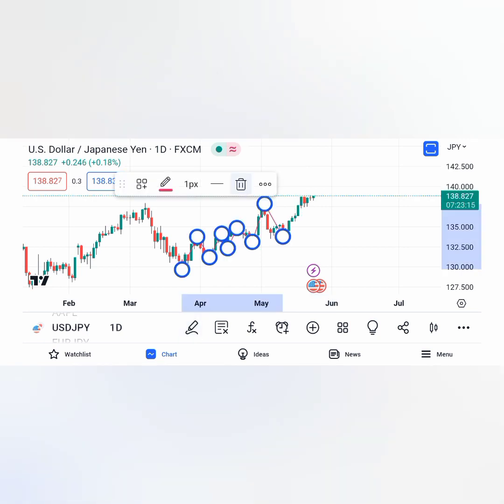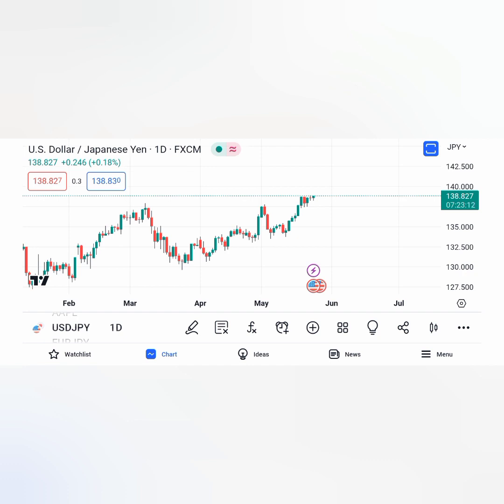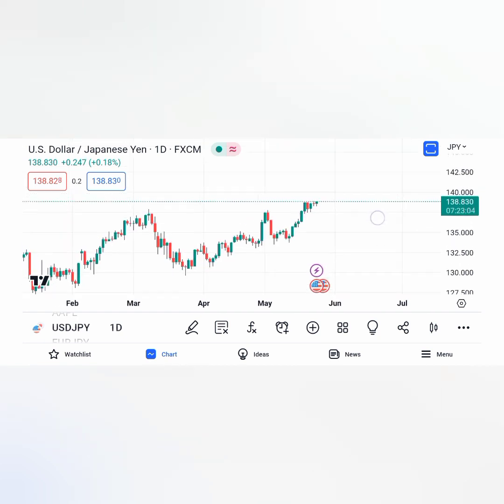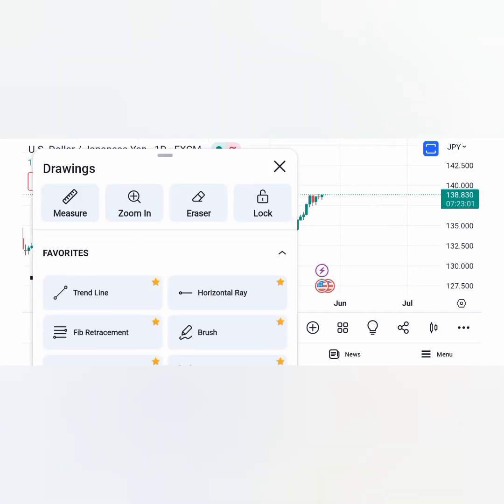So now the next step is that we should determine our key levels, that's our support and resistance, then our trend line. Looking at USDJPY, we can spot a trend line. We can draw a trend line here.